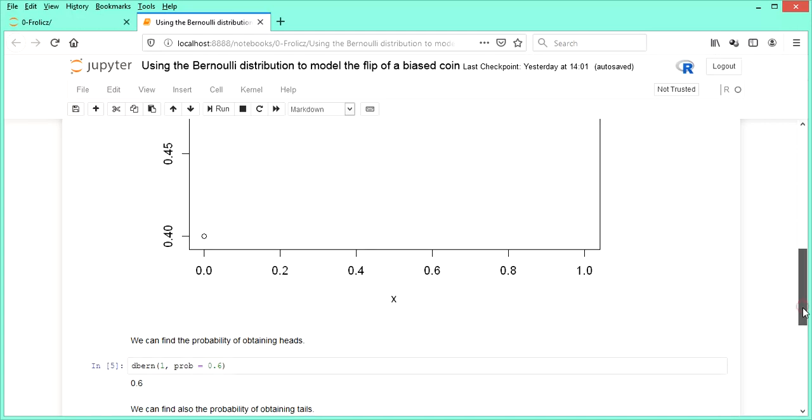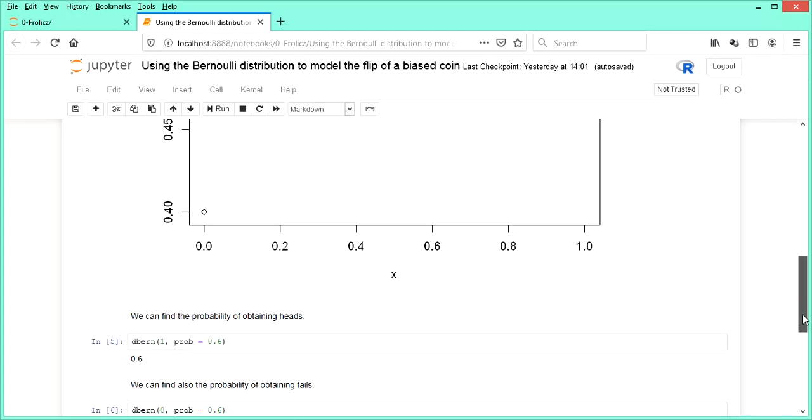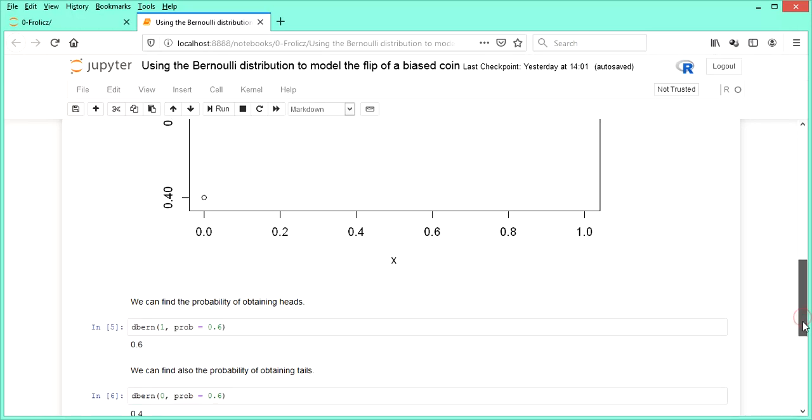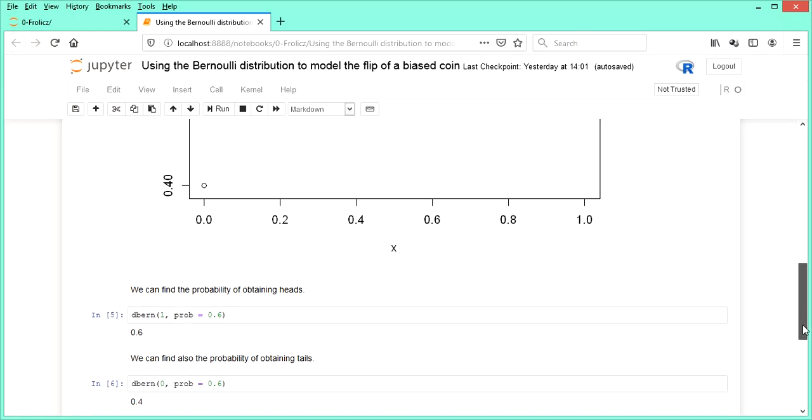We can also look at the probability of obtaining tails. So a tail is represented by 0. So dbern 0 with 0.6 will give us the probability of tails, which is of course 0.4.